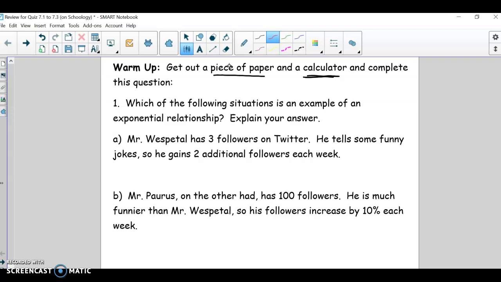All right, so letter A is actually a linear one, so it's not exponential. If you think about it, I like to think about it in chart form. So we have the weeks, and we have the number of followers. In the beginning, after 0 weeks, I have 3 followers, and then after 1 week, I gain 2, and then again another 2, and so on. So it's just going up in a linear pattern, going up by 2 each time. Graphically, that's just going to be a straight line graph like that.